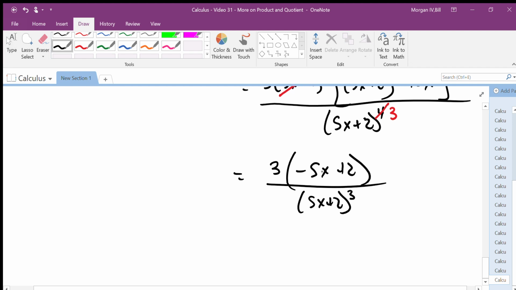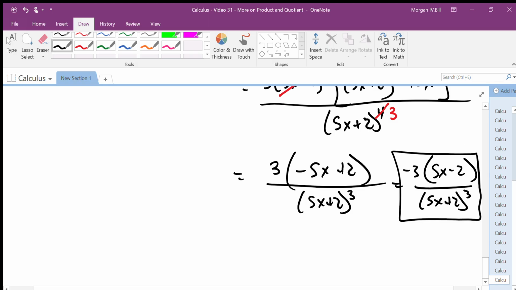which almost looks like you could cancel out another 5x plus 2, but because of that negative sign, you can't. Even if you factor out a negative sign and called it negative 3 here, that would be a 5x minus 2, and that does not cancel out with a 5x plus 2. So something like that is the regular quotient rule, doing it how we always have.